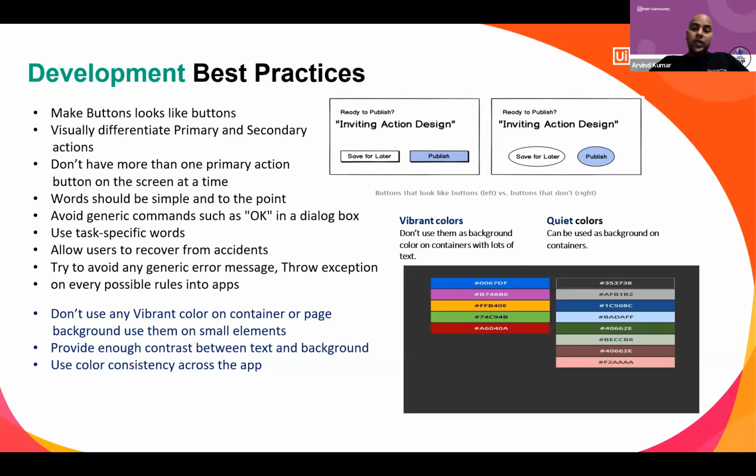Some UX design tips: don't use vibrant colors on a container or page. You can see the vibrant color on the left, and white on the right side. If you use vibrant colors, when I look at the app it is very harsh on the eye, right? So just keep it white, then apply whichever colors suit the particular containers or page, and provide enough contrast on that background color. If you are setting any background color, put enough contrast on the text so users can easily read it, right? Use color consistency across the app. Don't make one button red, another blue, another some other color, right? Try to keep consistency across the pages and everything. This is what I'm talking about.